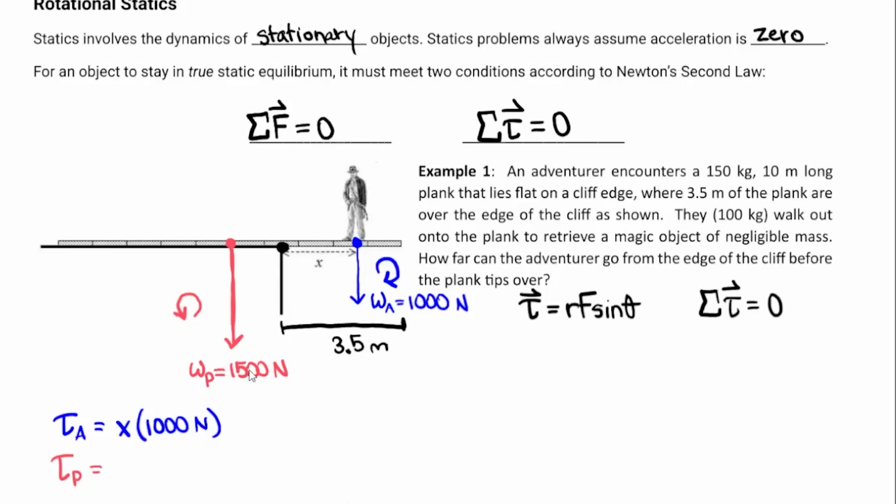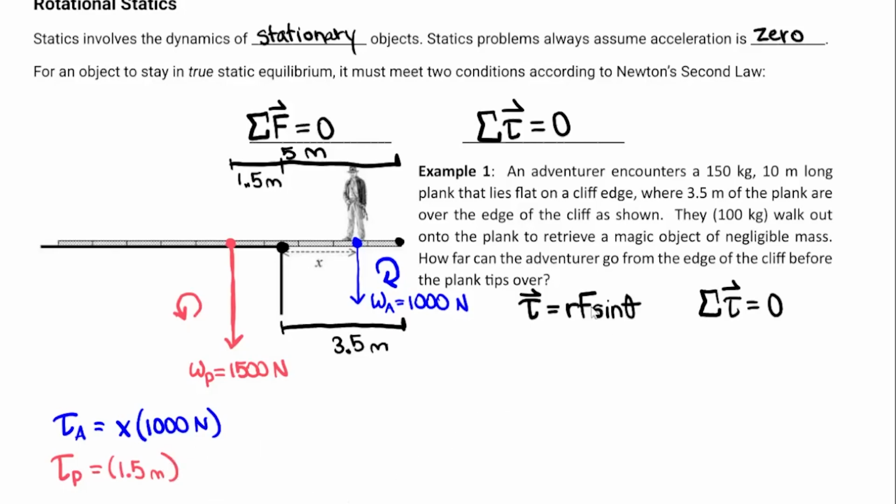That's going to be a little complicated. So taking a look over here, the distance from this far end of the plank all the way to where the weight is being applied is about 5 meters. So we have this sectioned off into part of this being 3.5 meters. So the difference between 5 and 3.5 meters is going to be 1.5 meters right here. So the distance from the pivot point that the weight of the plank is being applied is 1.5 meters.